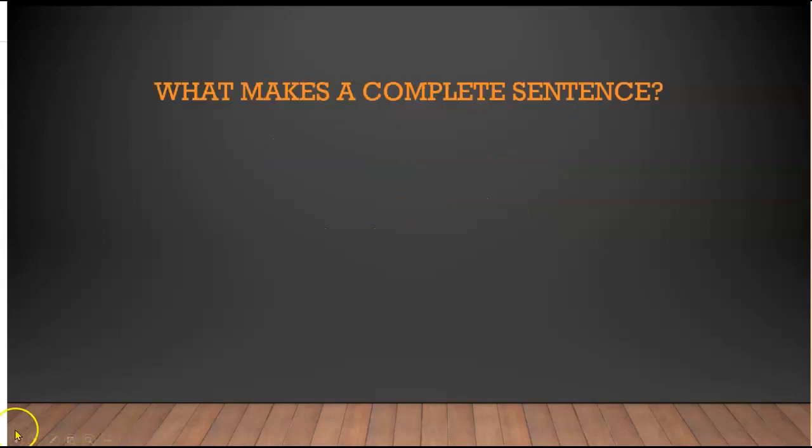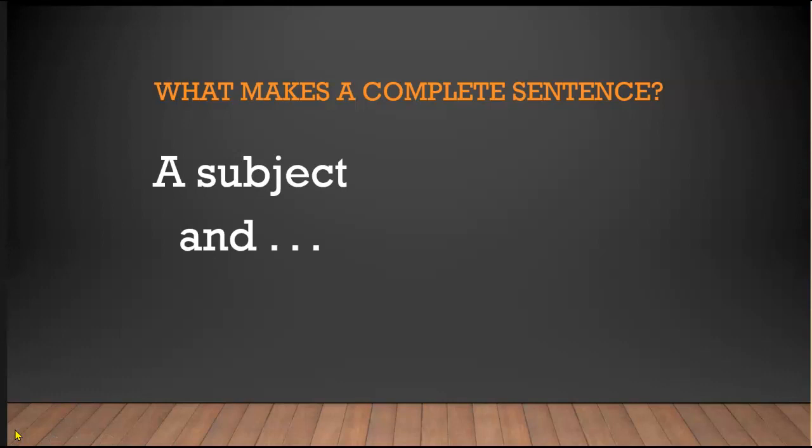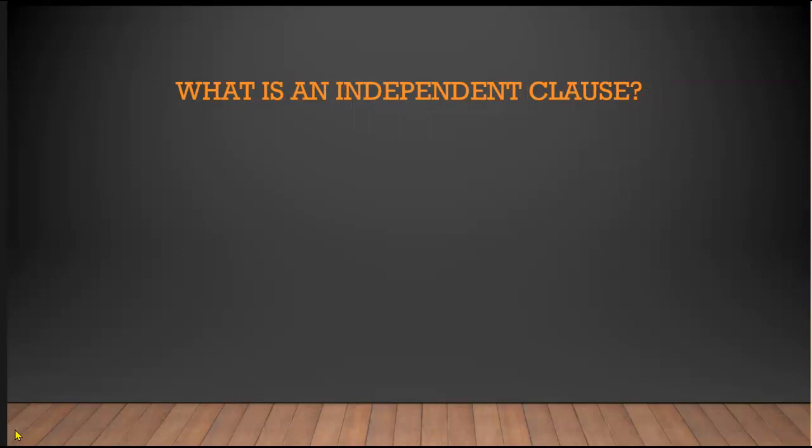modeling. So what makes a complete sentence? A subject and a verb. That's all you need, a subject and a verb. Some teachers teach subject and predicate, and I found that most students don't really know what the word predicate means. So it's not really useful. What you need is a subject and a verb.